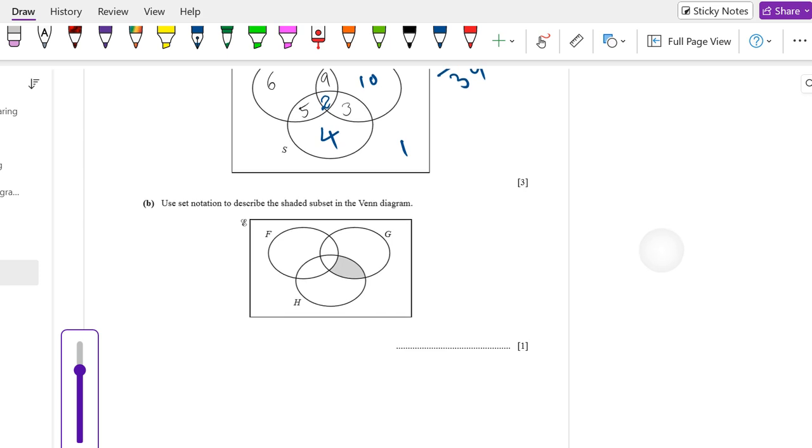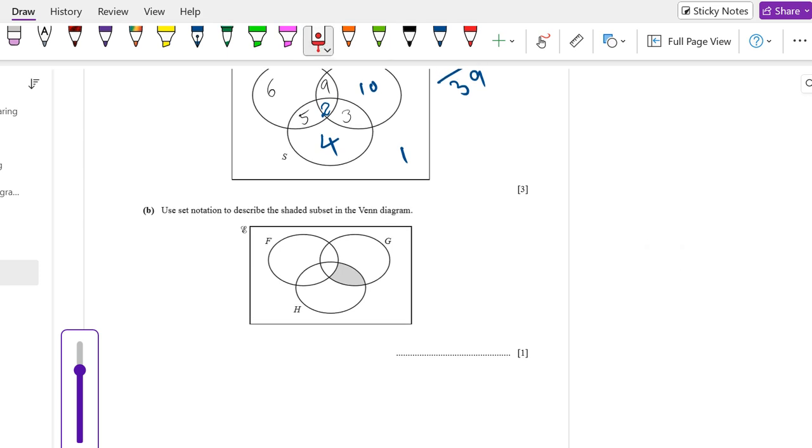Set notation. So you can see that it is definitely the common portion of G and H. So one thing is for sure, we will focus on the common portion between G and H. But the problem is this portion is not here.